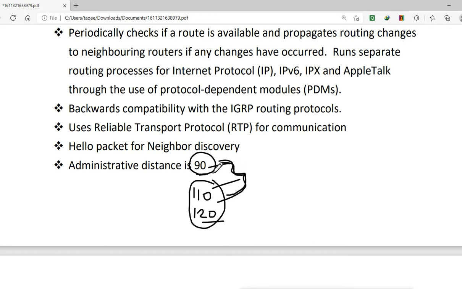Now among EIGRP and OSPF, EIGRP is the better protocol, and OSPF is also a good protocol, but it is process intensive. Its algorithm puts a lot of load on the router, so the router has to work a lot harder. EIGRP is a distance vector protocol, so it puts the least load on the router, and it is still a very good protocol. The only drawback in EIGRP is that it is a proprietary protocol, while OSPF and RIP are both open standard protocols that anybody can use.